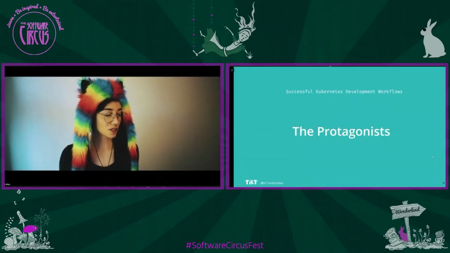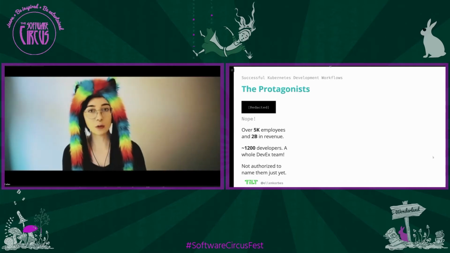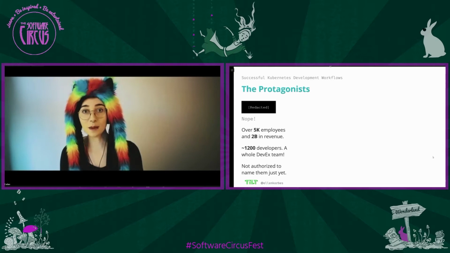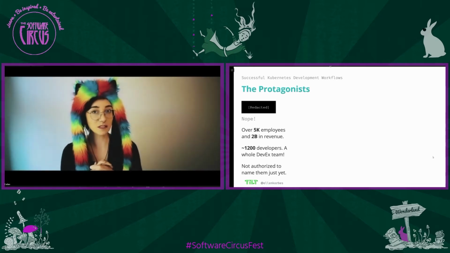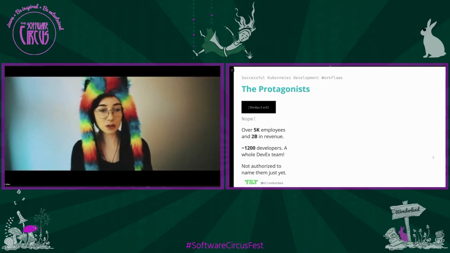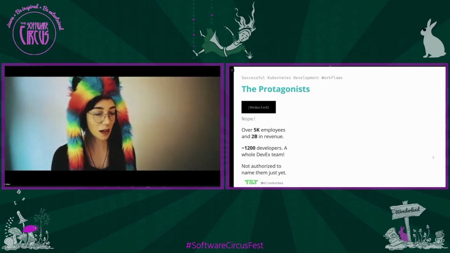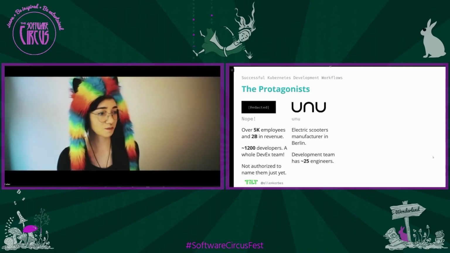So the protagonists. First is a very large company with 1,200 developers that I can't name because getting their legal department to agree to that was difficult. They have around 200 developers using Tilt. That's the company that I work for. So it's a kind of a significant data set.